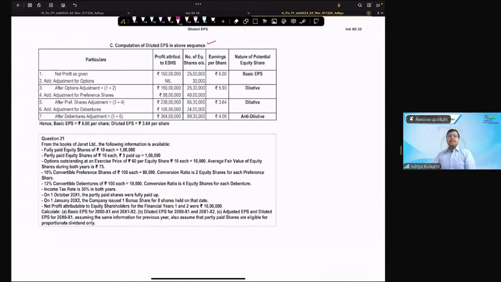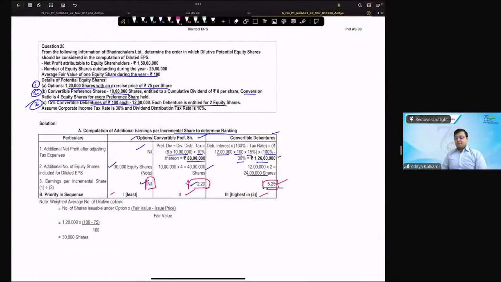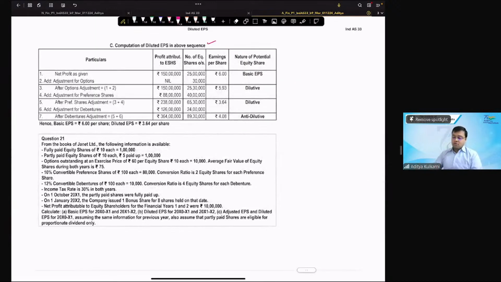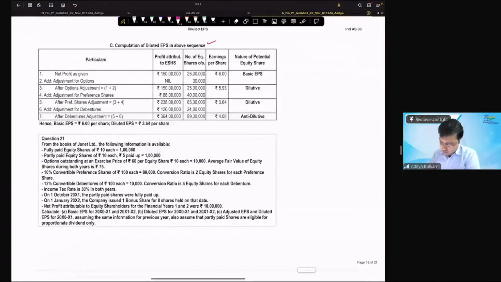Computation of diluted EPS in the above sequence. You have to maintain this sequence. First one is options, second is convertible preference shares, third one is convertible debentures. So now let us come to the data. Net profit attributable to equity holders 1.5 crores divided by 25 lakhs. Earnings per share is 6.